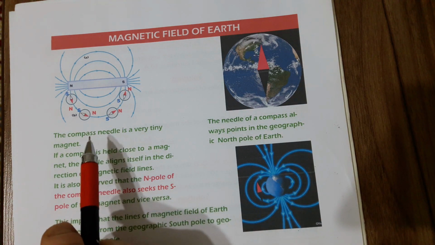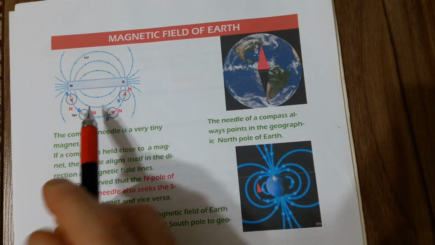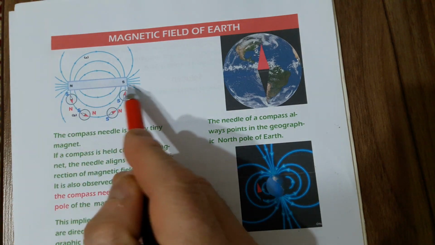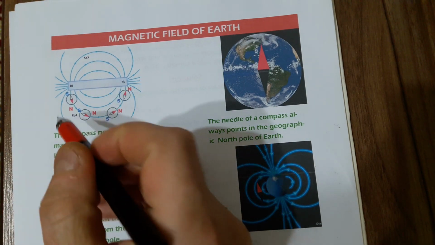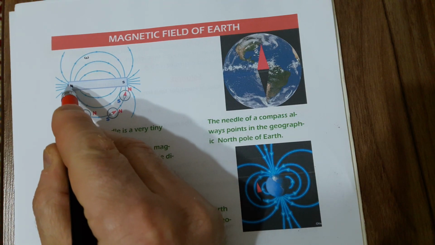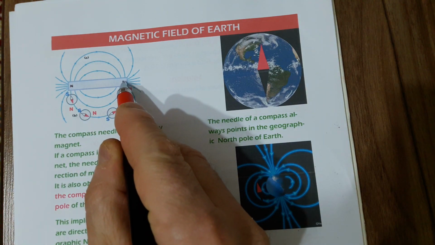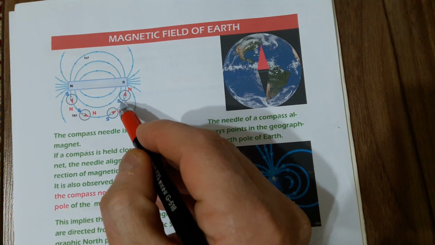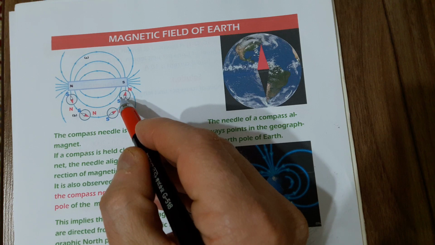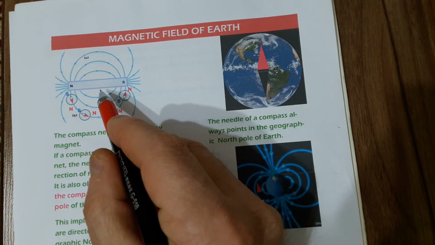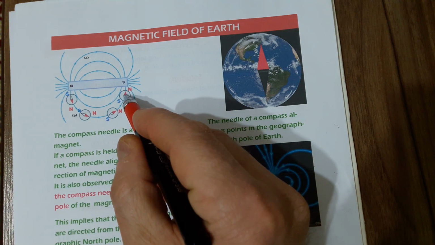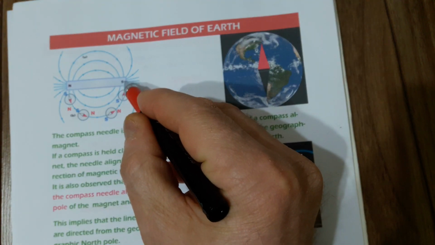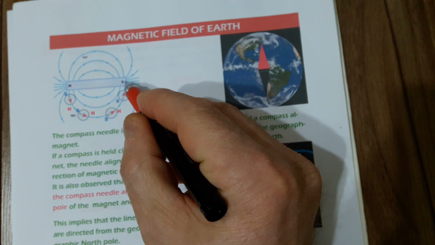So, before explaining the Earth, we should understand that if you take a magnet, it has an N pole and an S pole, and magnetic field lines are from N to S. We draw it outside from N to S, and within the magnet from S to N. But if you hold a compass close to this magnet, the compass needle will align itself so that the N pole of the compass needle will point to the S pole of the external magnet.